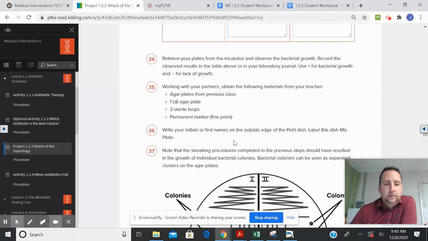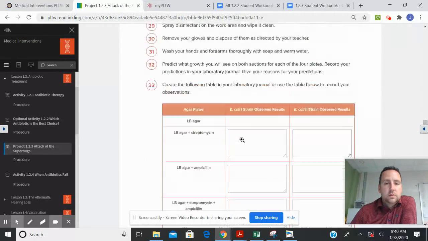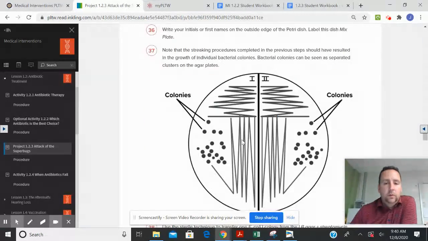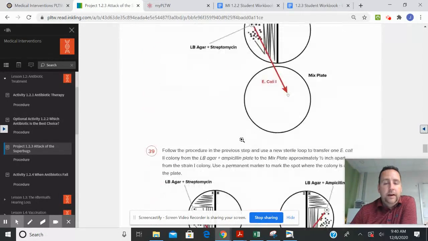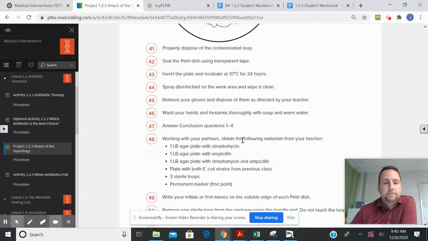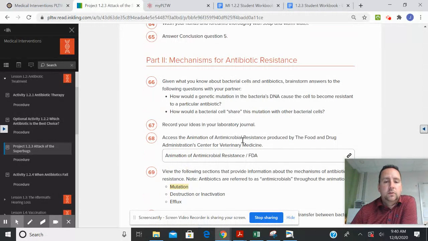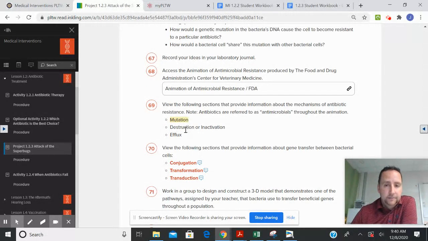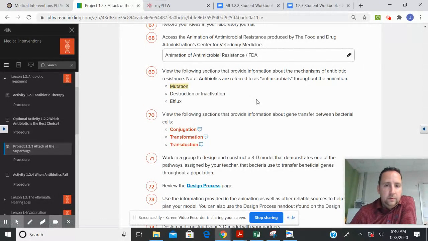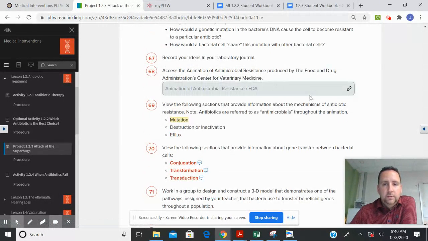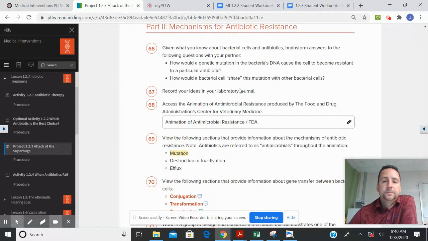And this is where I want you then to look for the different methods of antibiotic transfer, which I believe is up here. Yeah, so then we're going to scroll down to basically step 69. All right, and so it's a little bit farther down. There's a video here from the Food and Drug Administration over antimicrobial resistance. And we're going to look at how these things become resistant.